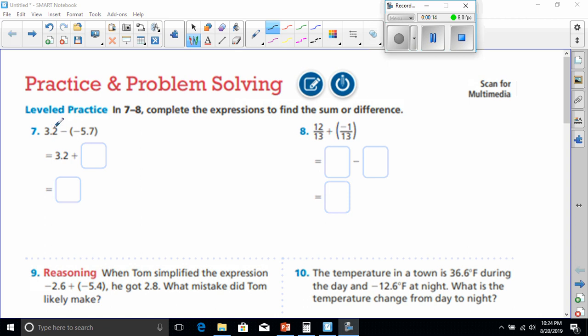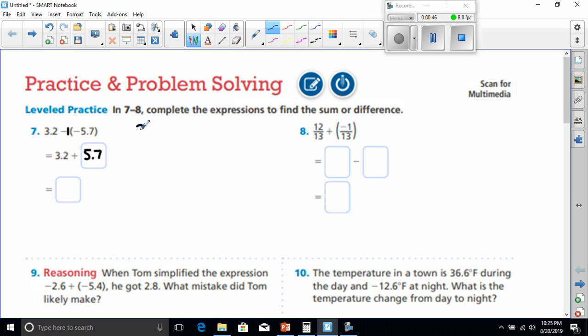Well, here we got 3.2 minus negative 5.7. Like I said in class, whenever we have a negative combined with a negative, and that's what this is because of this parentheses, we're multiplying this negative to it. We have to pretend there's actually a 1 after this negative. So it's negative 1 times negative 5.7, and a negative times a negative makes a positive. So this is a turn to 5.7.